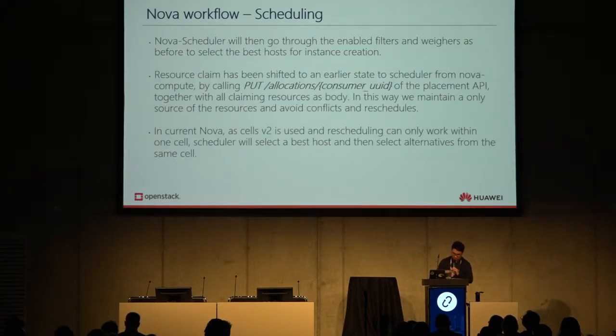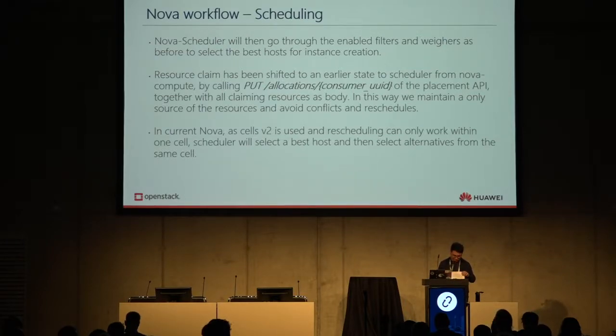After getting the response from placement, in Nova's case, we will go through our original filter and weigh process to select the best host for our instance creation. Another thing to point out is that we have a resource claim process in Nova, which was done in Nova Compute before, in order to avoid race conditions in the scheduling process. Now when we are using placement, we have shifted the claim process to an earlier stage by calling this put request to placement, together with all the claimed resources as its request body. This way, we maintain a single source of truth for the resources, and we can avoid conflicts in the scheduling process, even when we are using multiple schedulers.